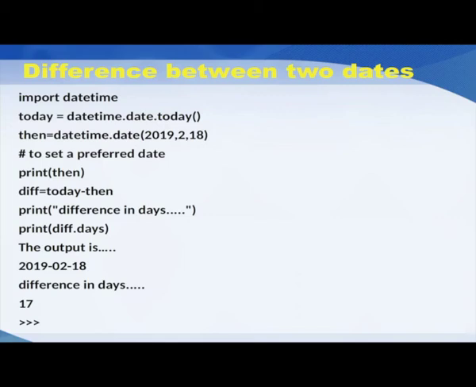Now, I want to find the difference between today and then date. So, you just subtract today minus then, and if you print the difference in days, you can see the number of days between today's date and the previously set date.